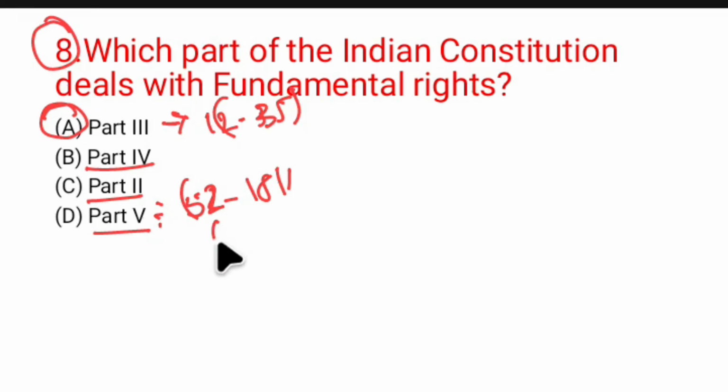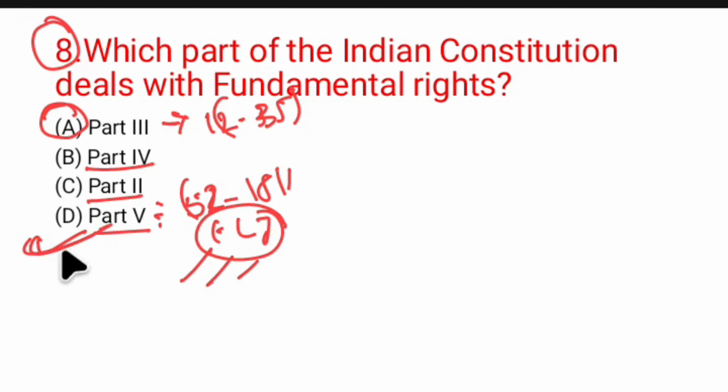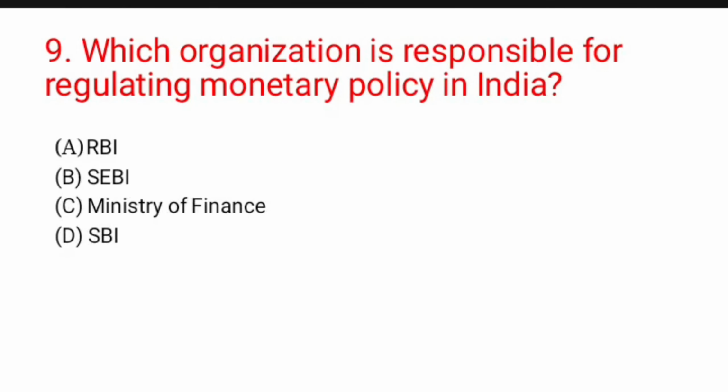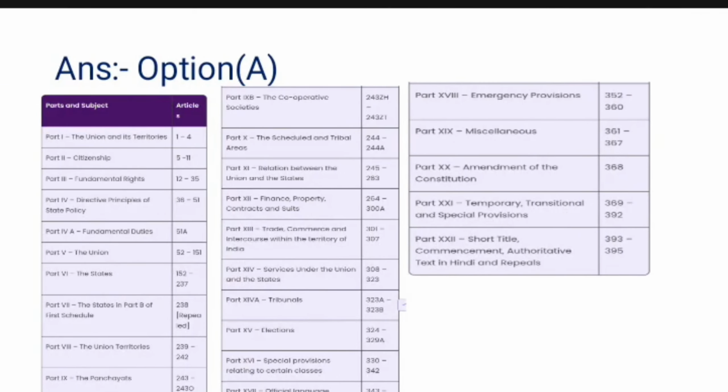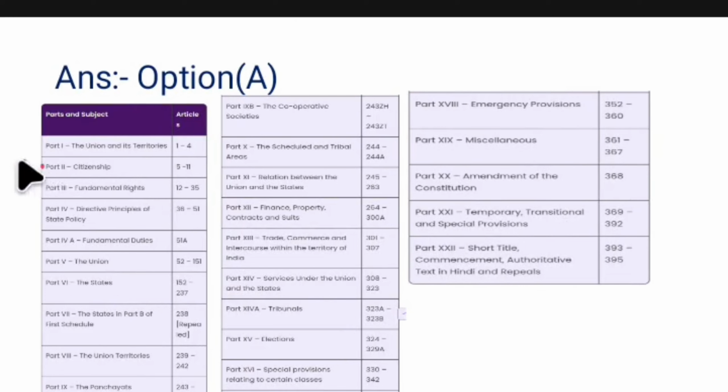So basically executive, legislature, judiciary. All these provisions are mentioned in Part 5 of the Indian Constitution, but the question is related to fundamental rights. Hence option A, Part 3, would be the correct option for question number 8. If you want to read the explanation, just pause the video and read about all the different parts and their articles.